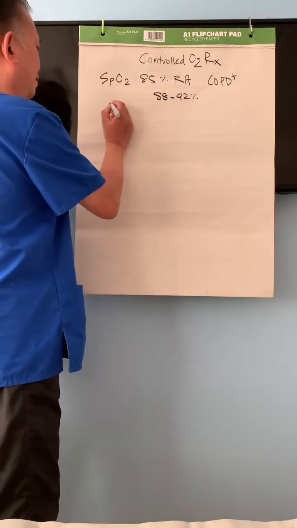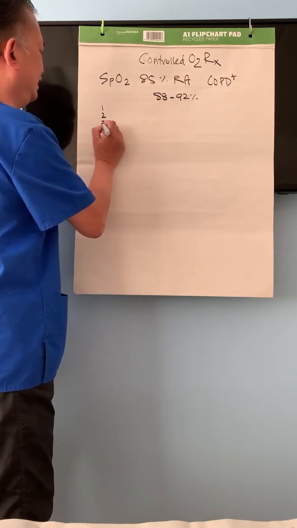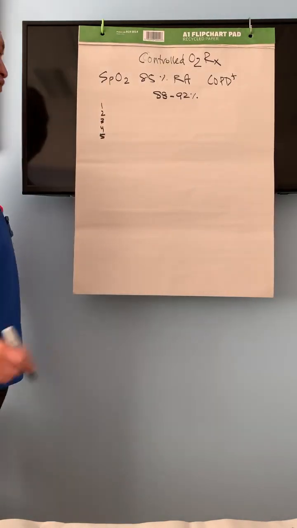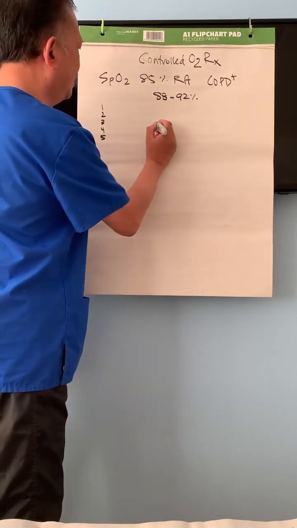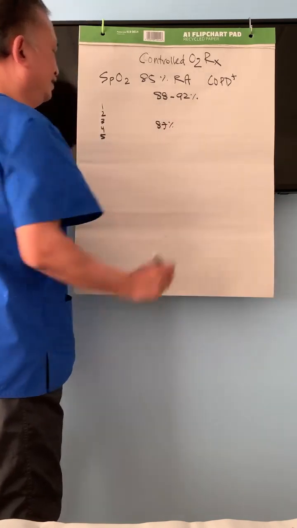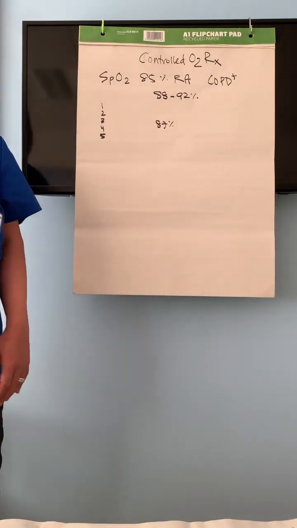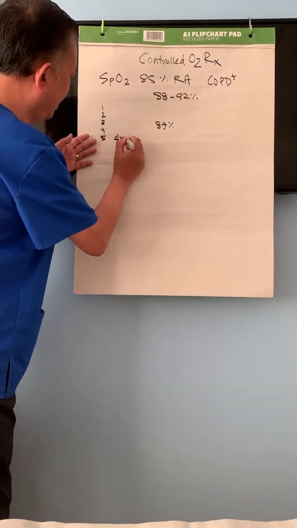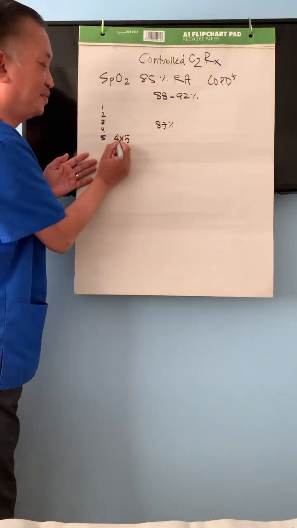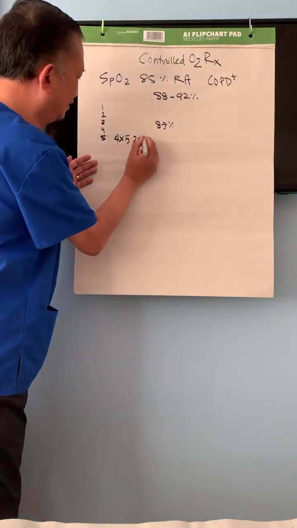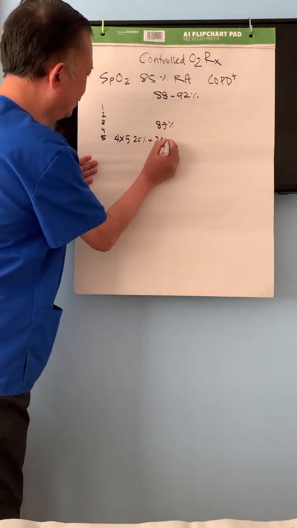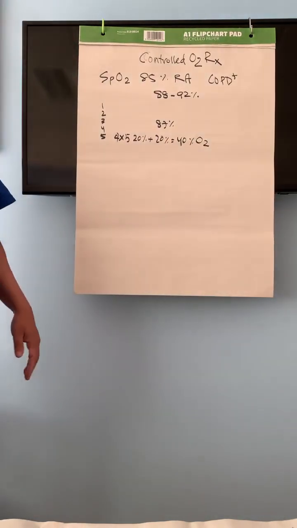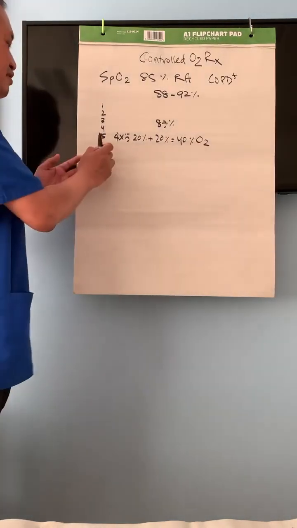1 liter, 2 liter, 3 liter, 4 liter, 5 liter. Until 5, you are not achieving 88, only 87%. Still hypoxic. All right. We calculate. What does it mean, the 5 liter? 4 multiplied by 5, right? Each additional liter is 4%. Additional 5 liter is 20%. Plus room air is 20%. So your patient is getting 40% oxygen already. All right. So are we going to jump to 8 liter or not?